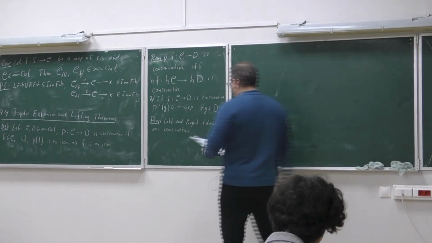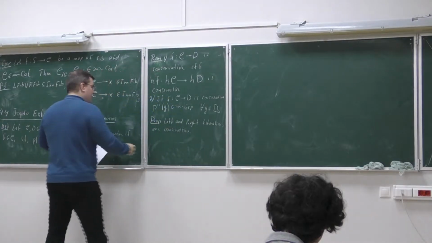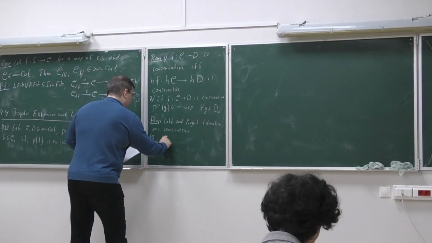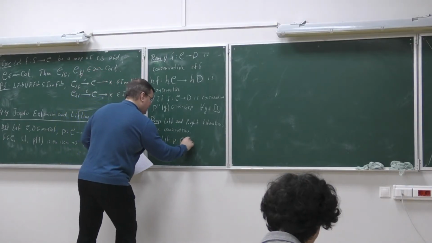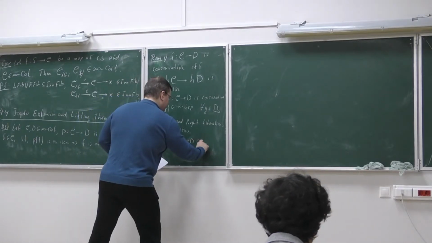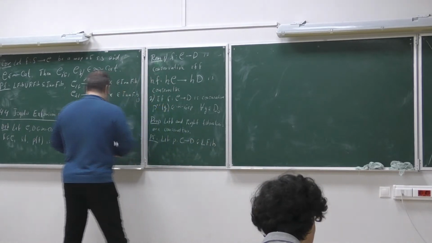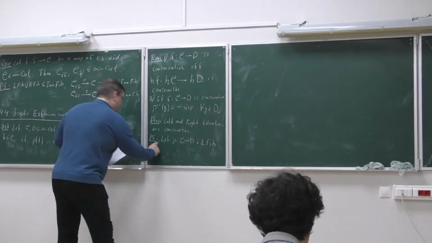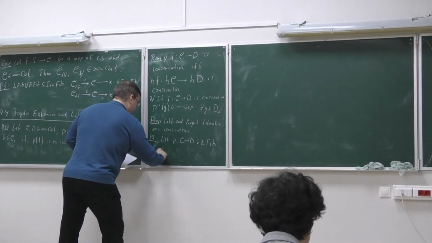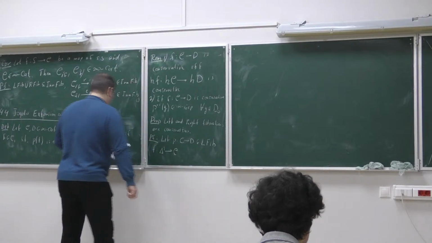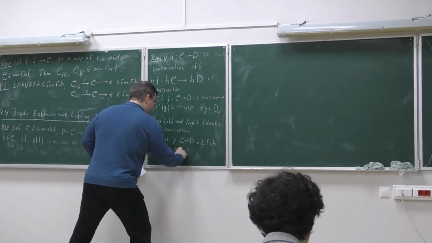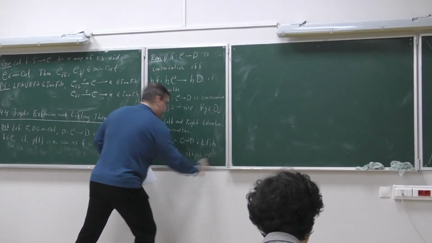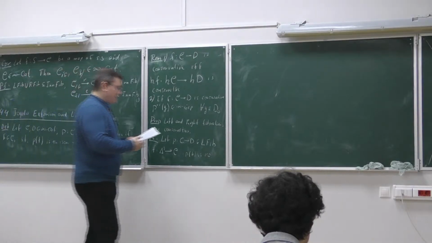So let me assume that I have a left fibration. For the right fibrations, it's the same proof, up to reversing several arrows. So let P from C to D be a left fibration. Let me fix f, some edge, and I consider this as a map from delta 1 to C, such that P of f is an isomorphism. So I want to show that f is an isomorphism.